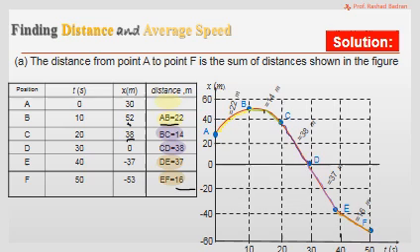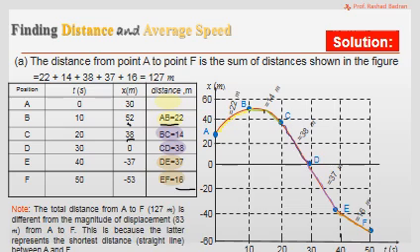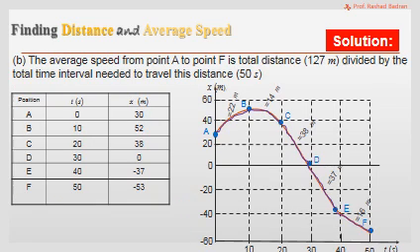So the total distance will add up all these distances, 22 plus 14 plus 38 plus 37 plus 16, and that is the total distance of the trip. By obtaining the total distance from A to F as 127 meters, we can easily determine the average speed by dividing that by the total time interval needed for the trip, which is from 0 to 50, that is 50 seconds.